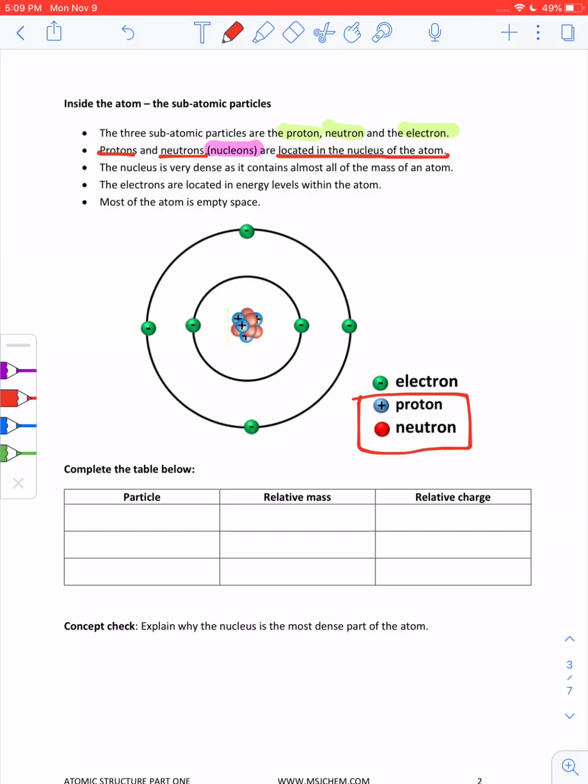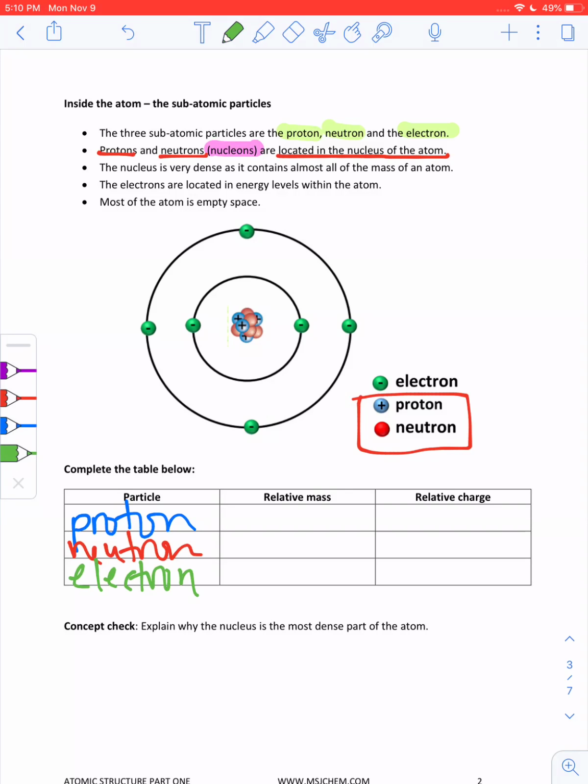So I'm going to go through this table. So we have our proton. We have our neutron. Actually, let me switch colors. Let me write them in the same colors that they are on the key. So we have the proton, we have the neutron, and we have the electron. Sorry for my messy handwriting.